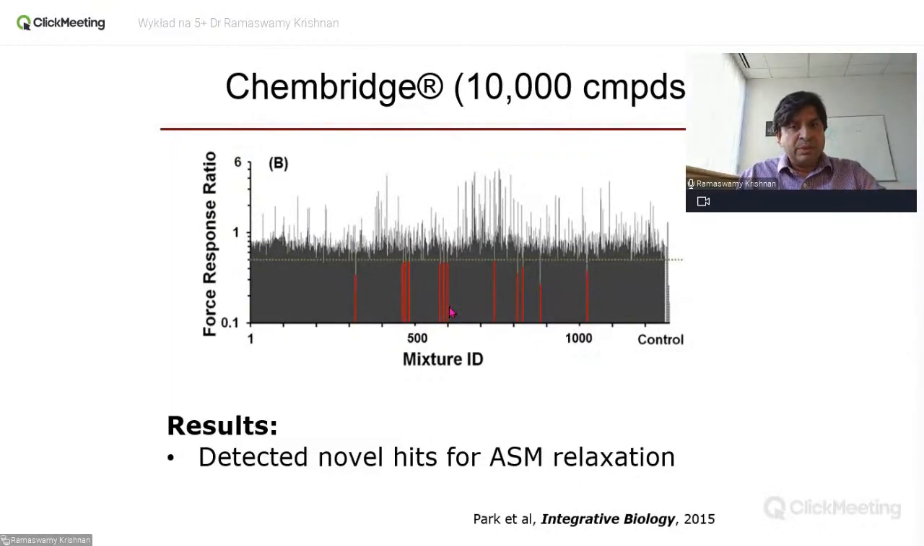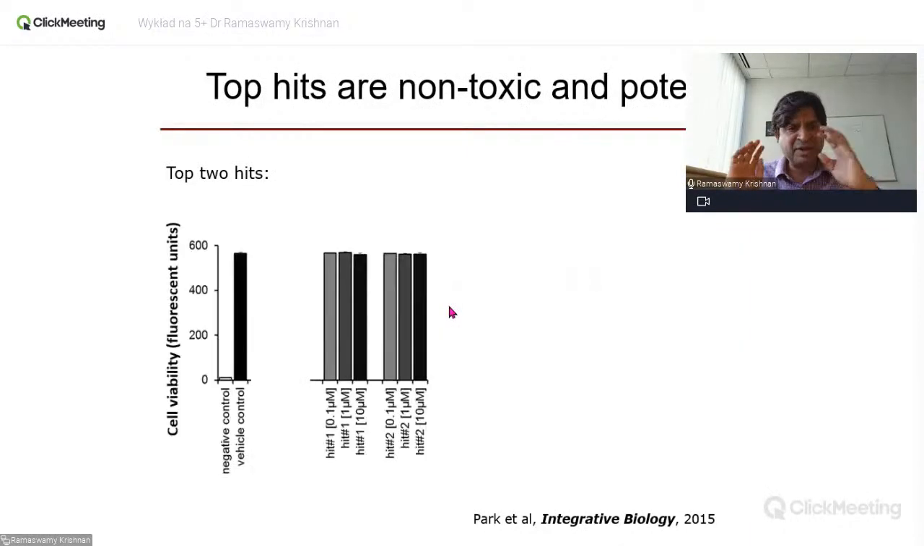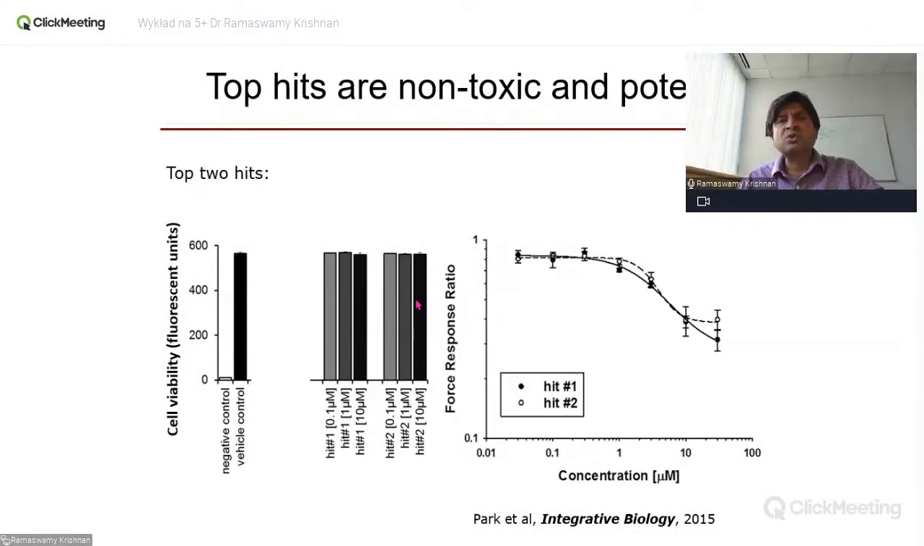But when you get results like this, the very first thing you want to do is confirm that this is not toxic. So we ran standard toxicity assays. This is the vehicle control in the assay measurement, and these are for three doses of the first hit, 3 doses of our second hit, very similar. This is not causing any toxicity to our cells. We also got nice dose response curves to the compound and did some additional characterization. And this was all 2015. And a lot has happened since.